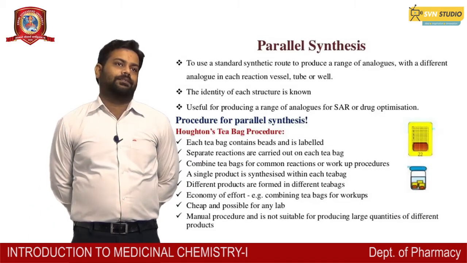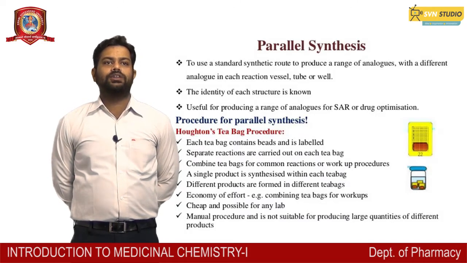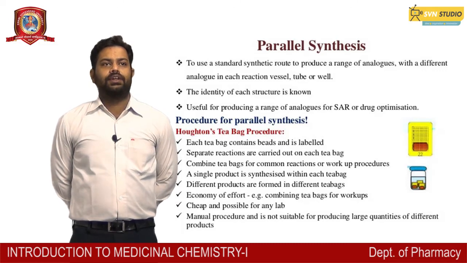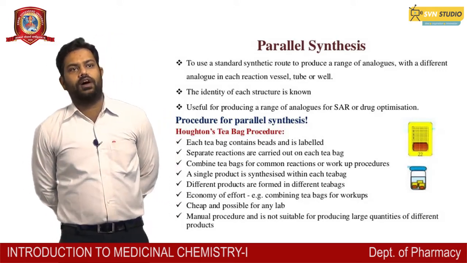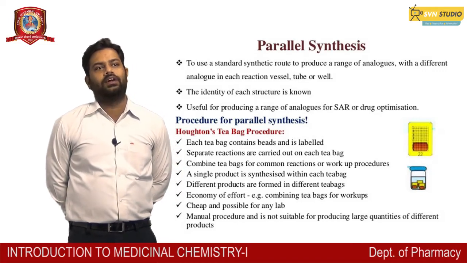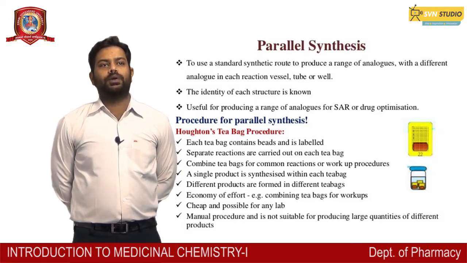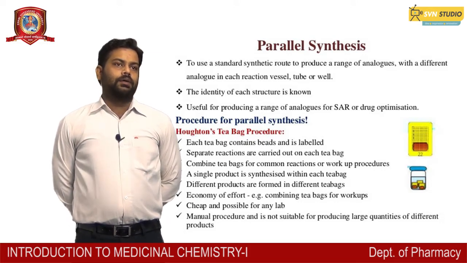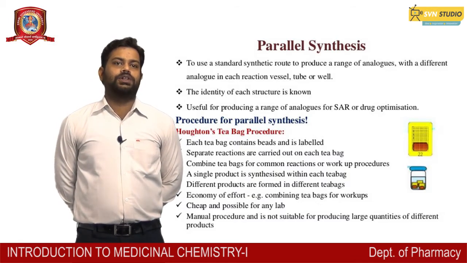Parallel synthesis: using a standard synthetic route to produce a range of analogs, with a different analog in each reaction vessel, that is, vessels in the form of tubes or wells. The structure in each is known. It is useful for producing a range of analogs, for SAR and drug optimization. One example is Houghton's T-bag procedure.